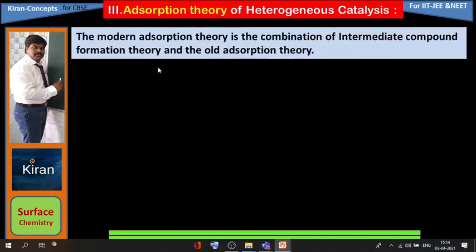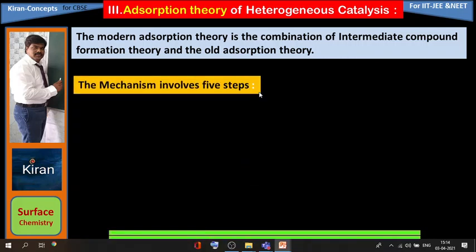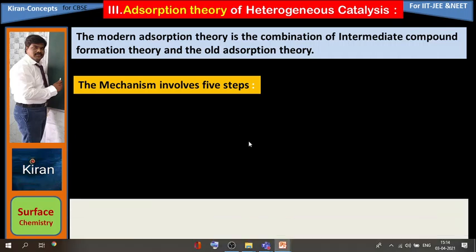Let us see. The modern adsorption theory is the combination of intermediate compound formation theory and old adsorption theory. The mechanism involves 5 steps, either in the modern concept or the old concept. In what way the adsorption theory is going on, we'll see.